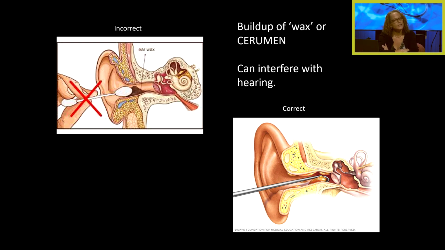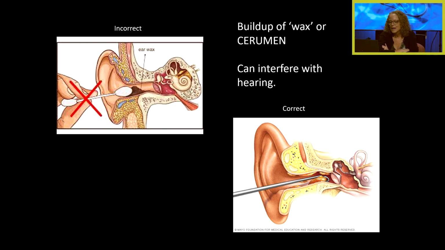So we want to discourage our patients from sticking Q-tips in their ears because there is a high risk of causing more damage than good. If you have a patient who needs to have their ears checked, send them to a doctor or a nurse practitioner, have them checked out appropriately, and get that earwax removed with the proper instrumentation.